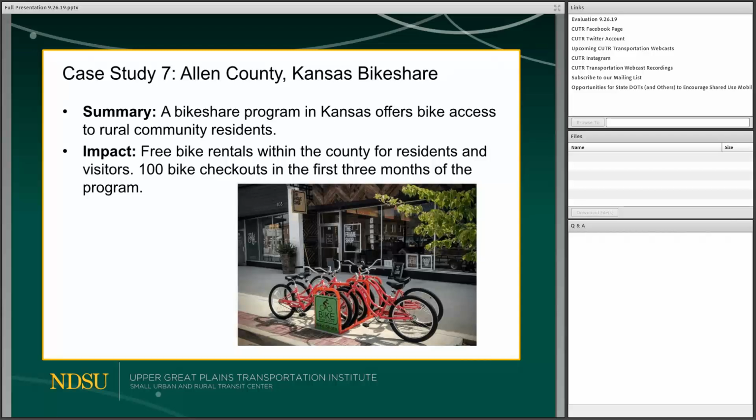And therefore, many rural communities have been experimenting with low-cost bike sharing models, and we conducted a case study of one such low-cost bike sharing model, which is the library model. It is an innovative rural bike sharing model that gained national attention, developed by Allen County, Kansas.